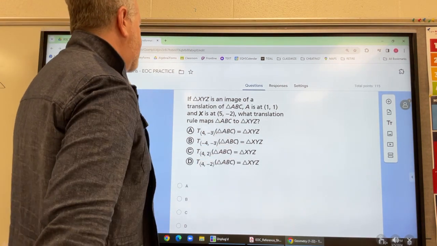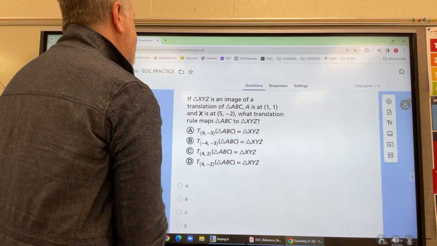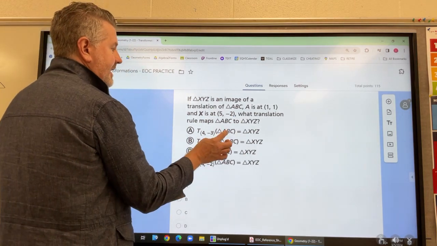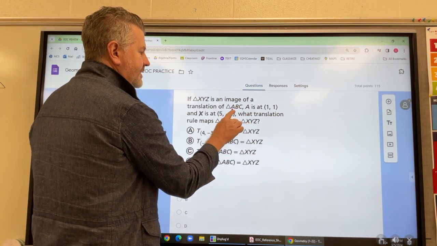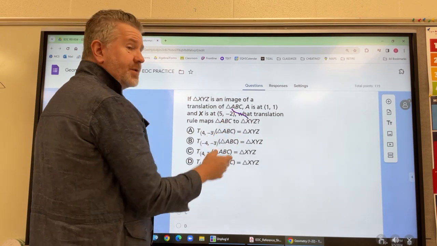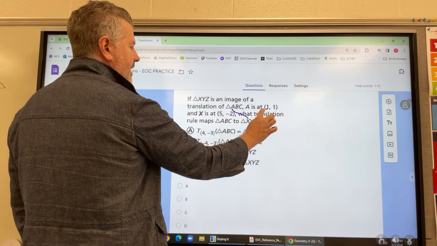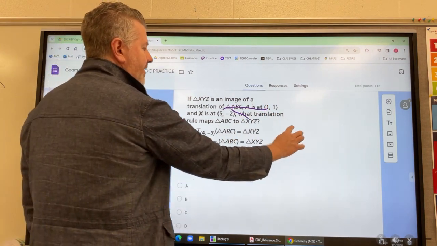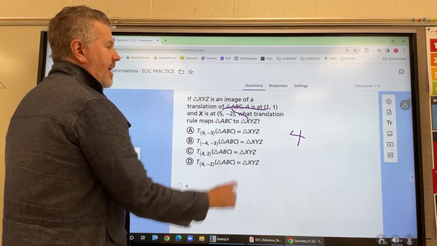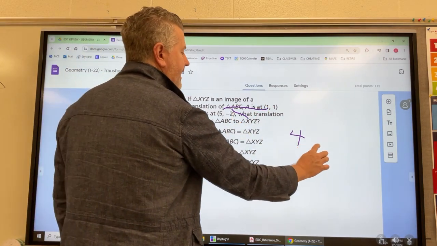So XYZ is an image of a translation of ABC. A is at 1, 1. X is at 5, -2. What translation maps these two? So A is the first and X is the first point, so those do correspond. All we've got to do is decide what happened from here to here, 1 to 5. I would call that right 4. And then from 1 to -2, I would call that down 3, right?